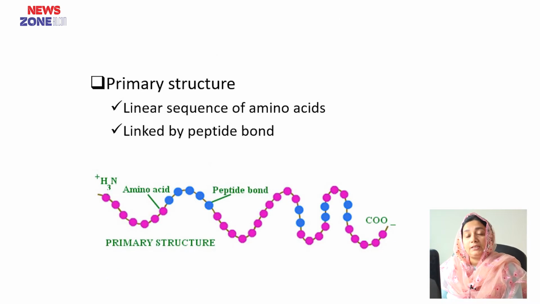Primary structure is the linear sequence of amino acids. Here the amino acids are just bound together by peptide bonds. That means in the primary structure only one bond is present, that is the peptide bond. It is the simplest structural conformation of protein.